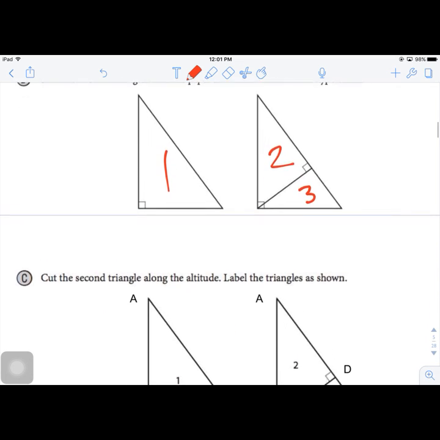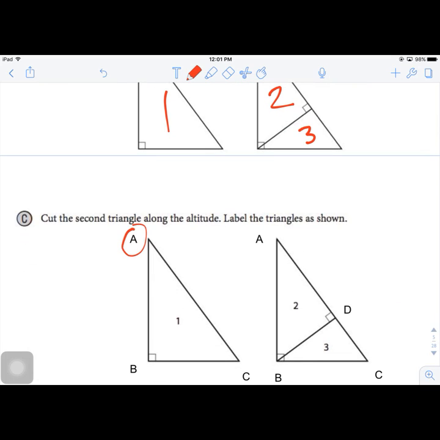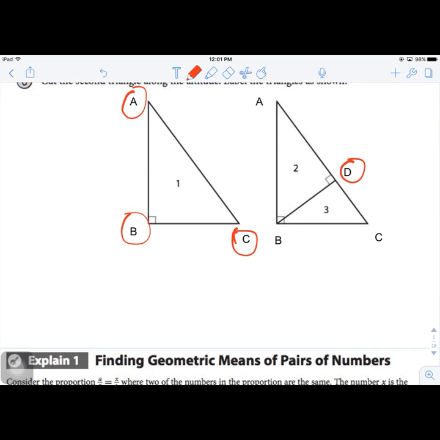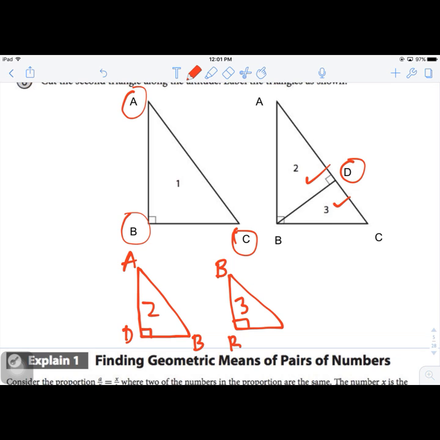Together. And if we were to label these triangles with A, B, C, the coordinate, then the divided triangles will have, let's call this D over here. We can redraw the 2 triangles. Let me redraw triangle 2 and triangle 3. So triangle 2, we will have A, D, B. And triangle 3, we will have B, D, C.